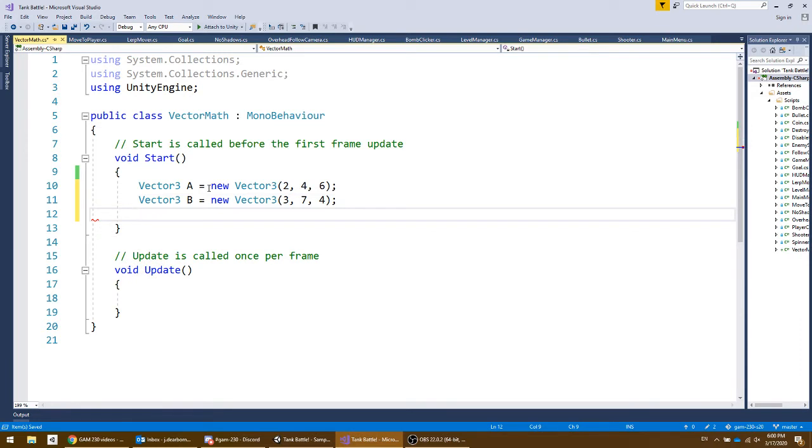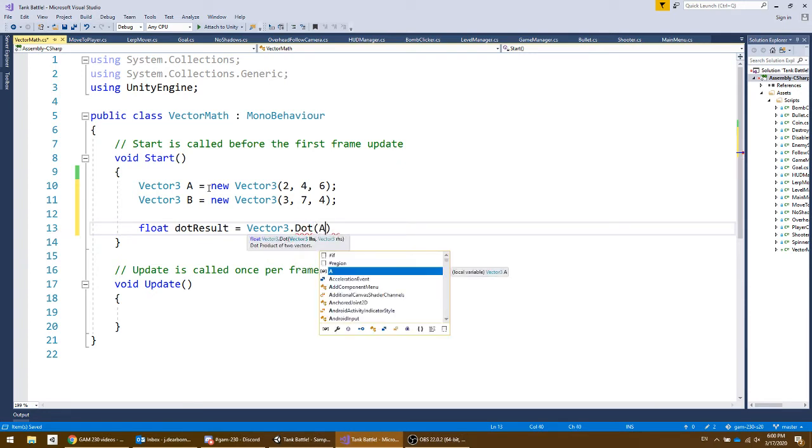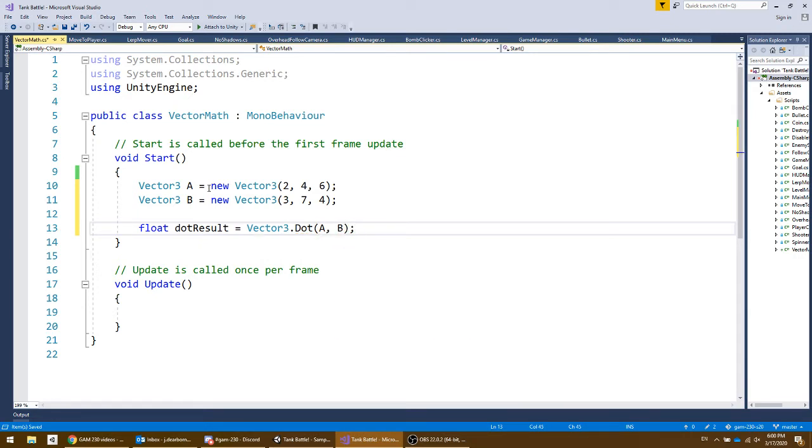So the dot product is a combination of these two vectors. It's a product, so that means it's a multiplication, but it's a special way. We have multiple ways we could possibly multiply vectors. This one you can do in Unity using, let's see, I want a result. This is the dot result, I'll call it. Using the Vector3 class, there is a Dot function, and it takes two vectors, the left-hand side and the right-hand side, and it will return a float right there.